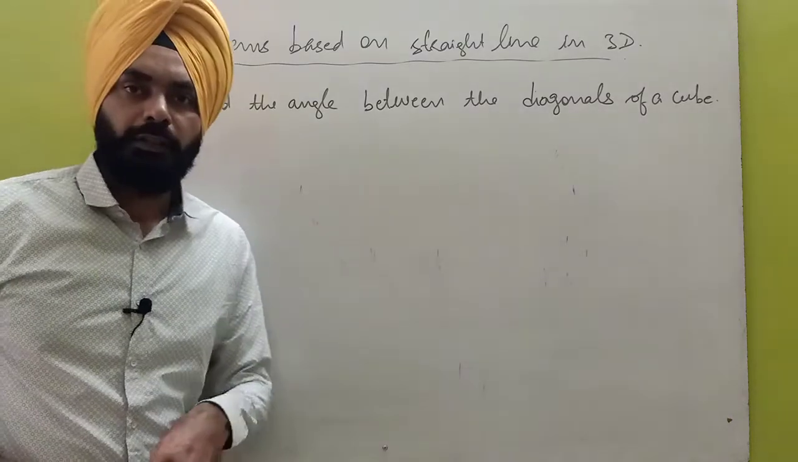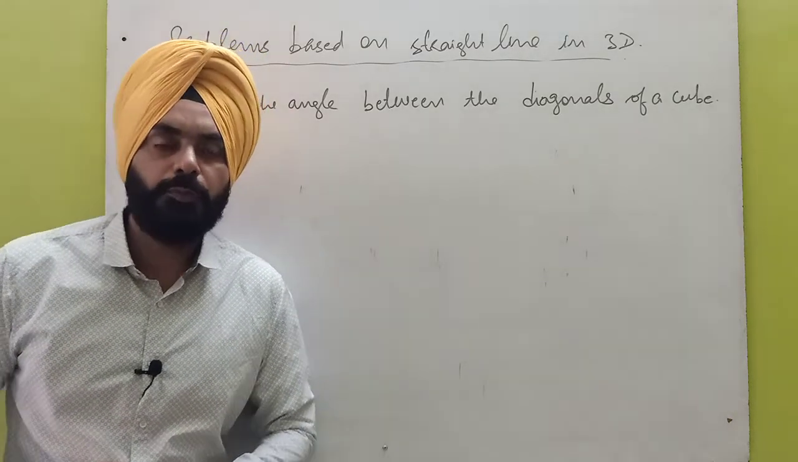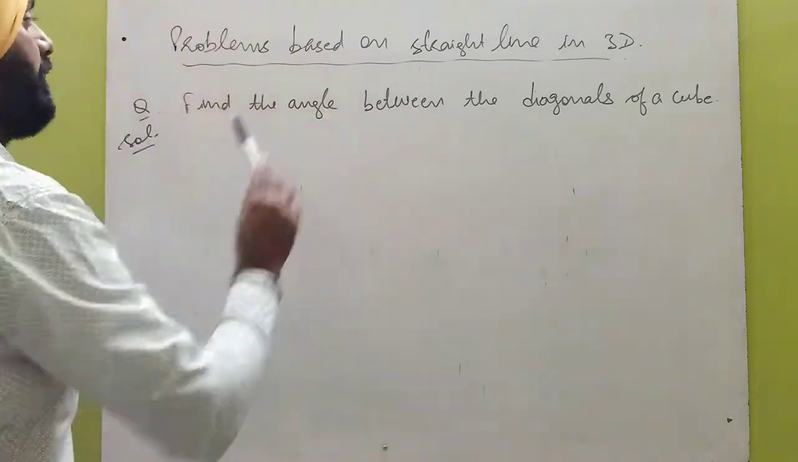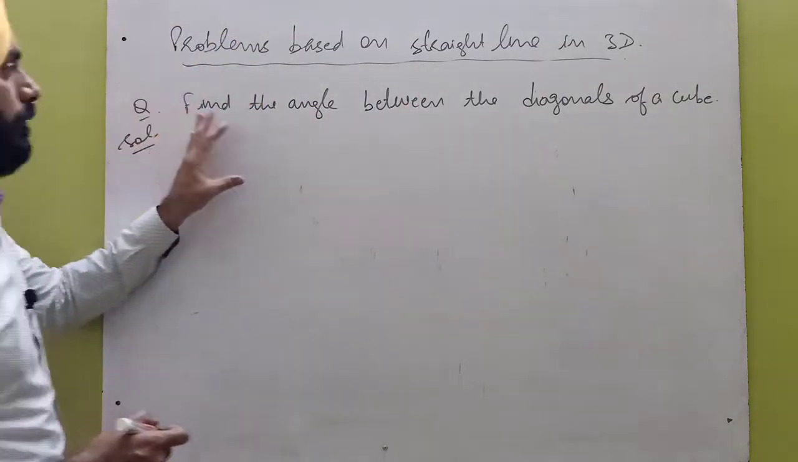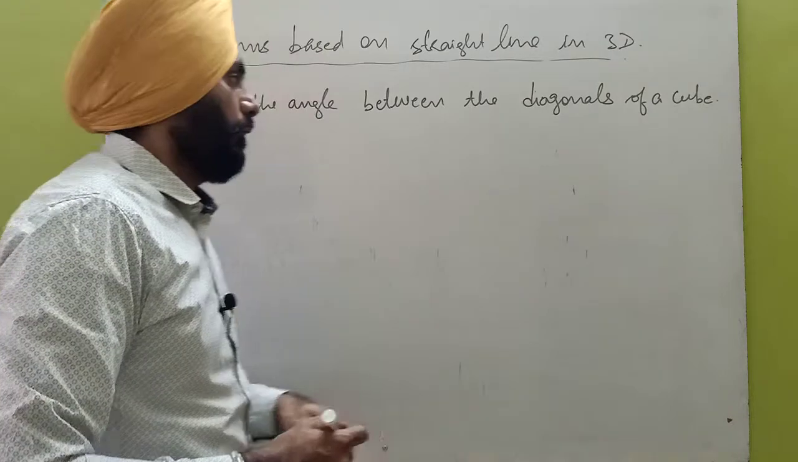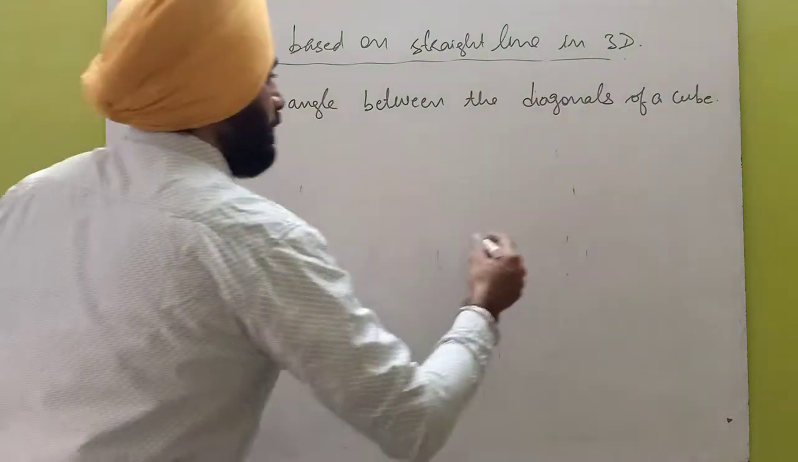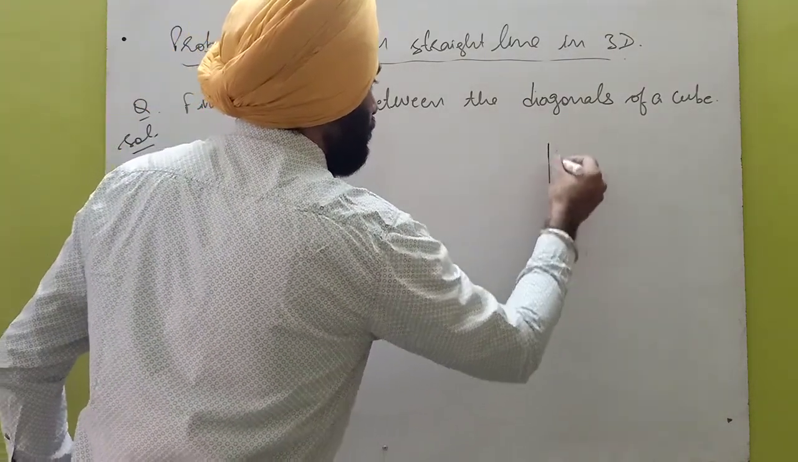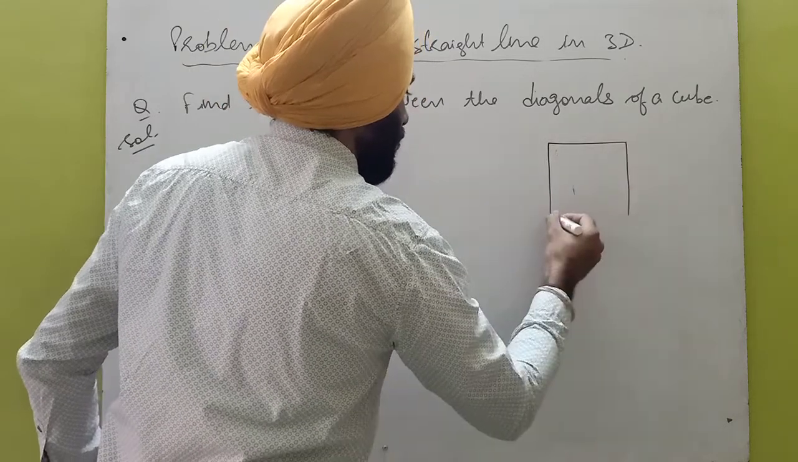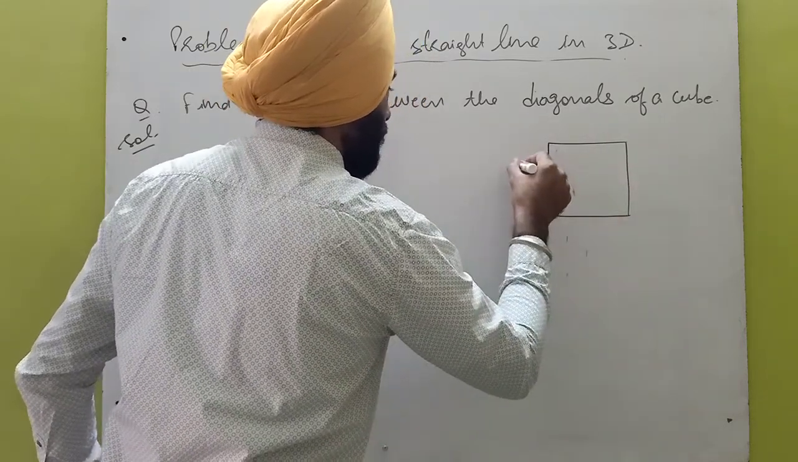Hello students, today we will do some problems based on straight lines in 3 dimensions. And in this case, let us take the first question: to find the angle between the diagonals of a cube. For this, consider a cube having edge small a.